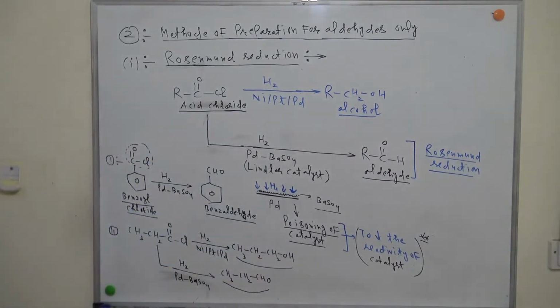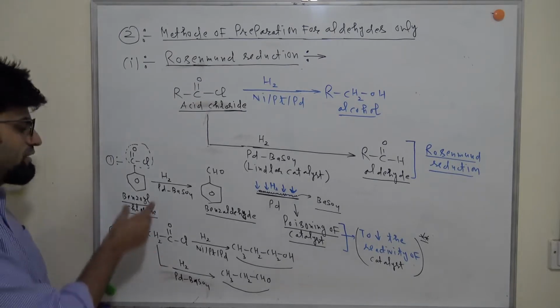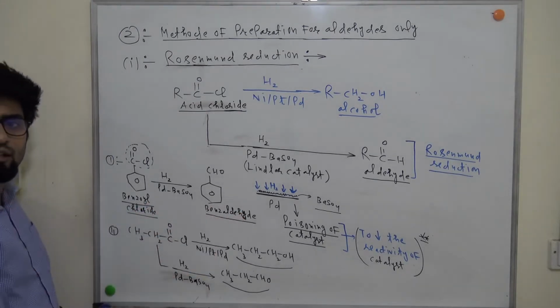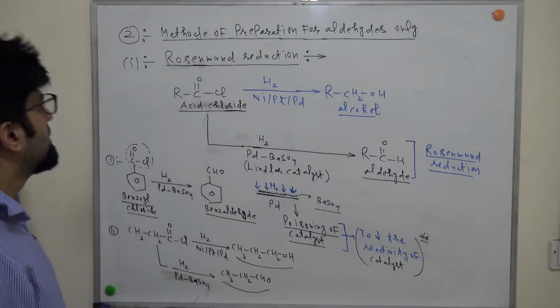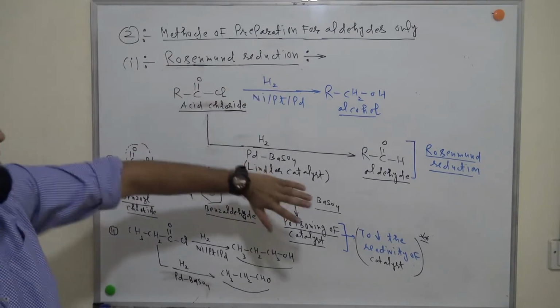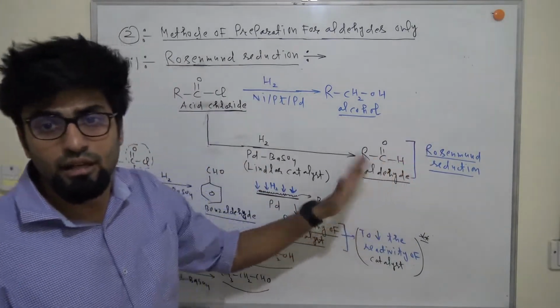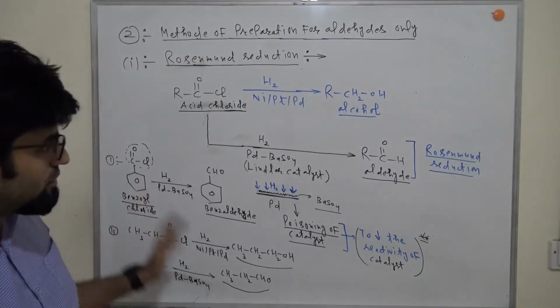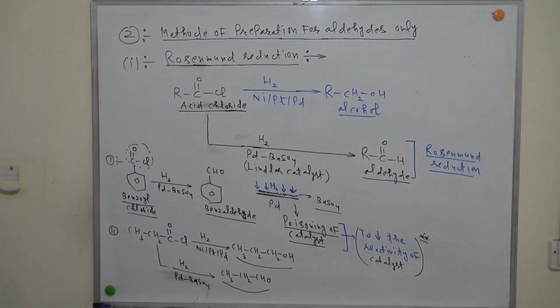Understood, guys? So this is your very basic reaction, Rosenmond reduction. Even in your school exam they directly ask about Rosenmond reduction. They will ask you to define it, or they will give you this reaction and ask you to convert to benzaldehyde. So can you do that? It's very easy, right? This is the first method, and with this method you can only obtain aldehydes. It's not valid for ketones. Understood? So that's it. This is your Rosenmond reduction.